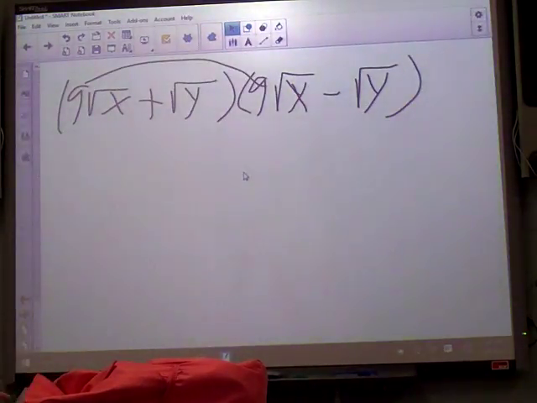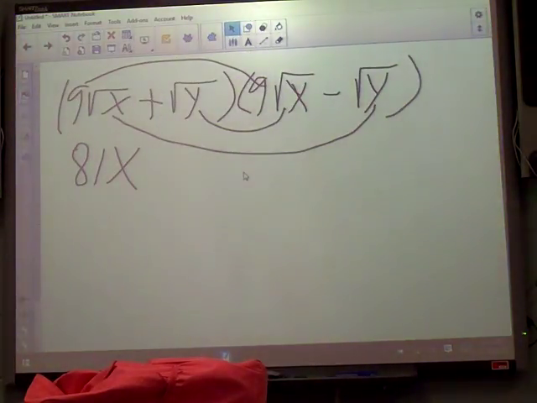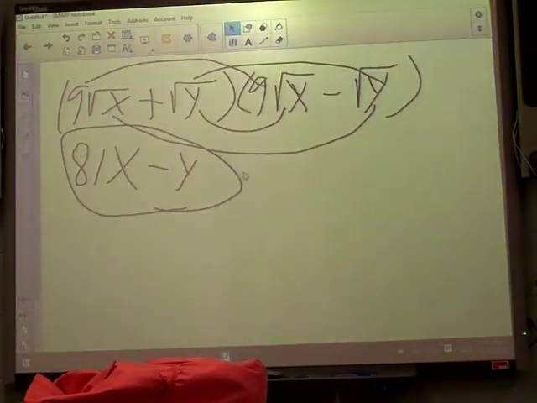So my coefficient's 9 times 9, there's 81. On those variables, square root of x times the square root of x is just x. Now here's what I was talking about when you do difference of squares. On the outer, that gets me a negative 9 square root of xy. And on the inner, that gets me a positive 9 square root of xy. So they're gone. On the last, I got a positive times a negative, so that's negative square root of y times square root of y, which is just y. So that'd be B, as in Bobby.